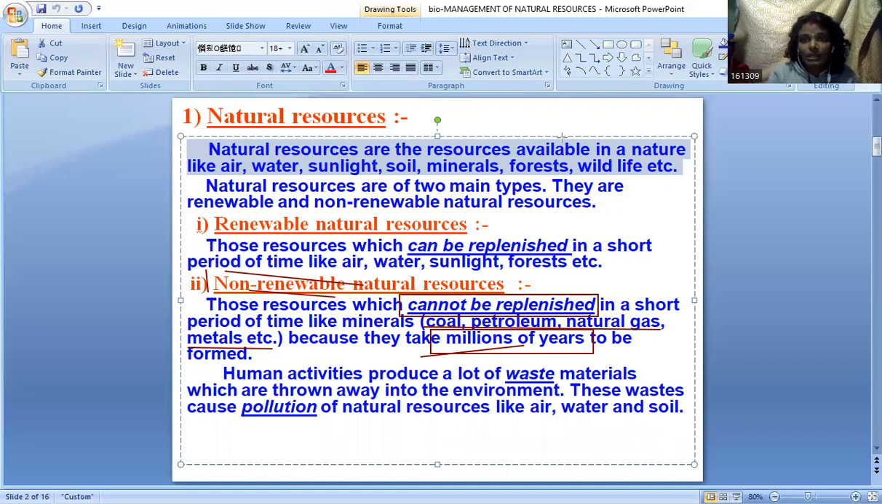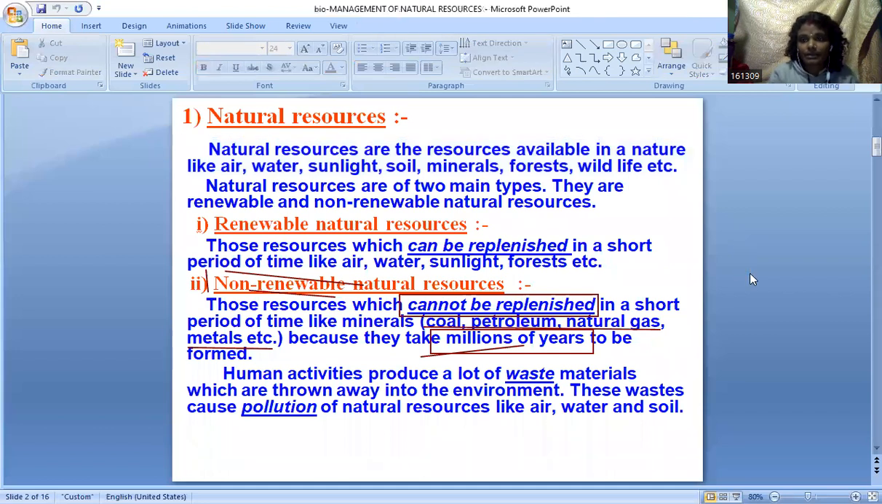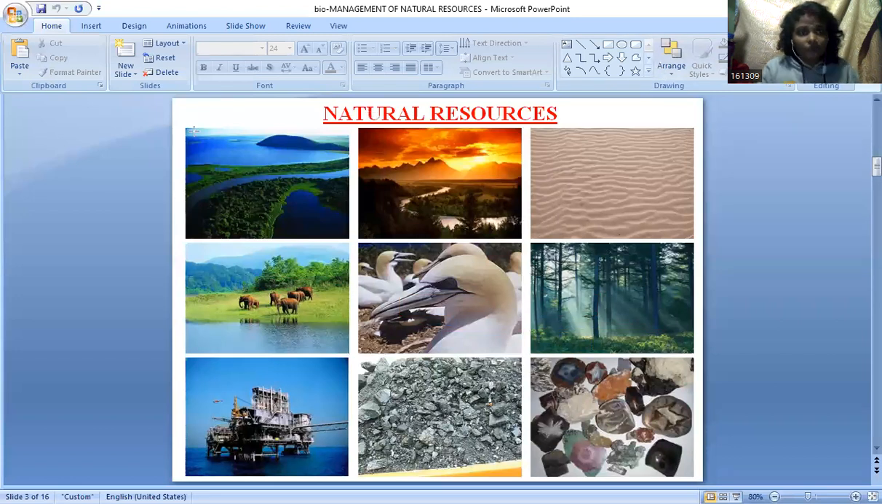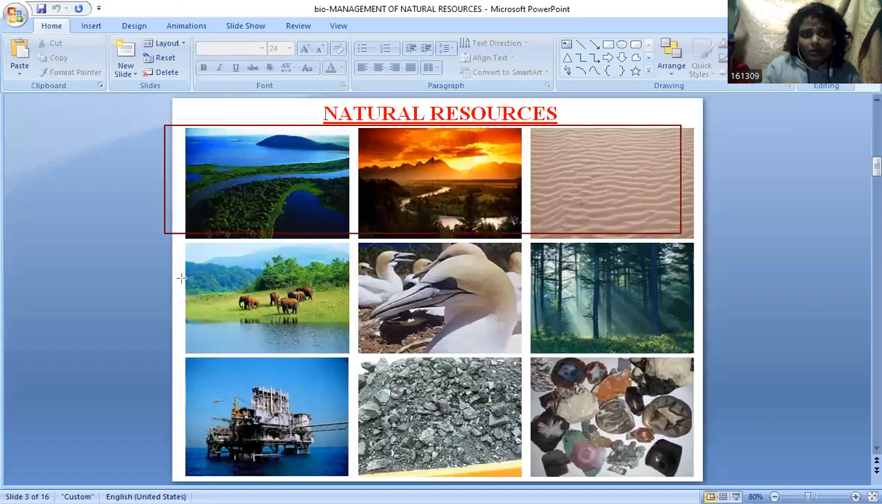So now next we have the natural resources. As you can see here, this is the pictorial representation of natural resources. As I told you, for example, forests and water, sunlight, soil, wildlife, birds, animals, plants, trees, and of course the minerals are all shown here in pictorial form.